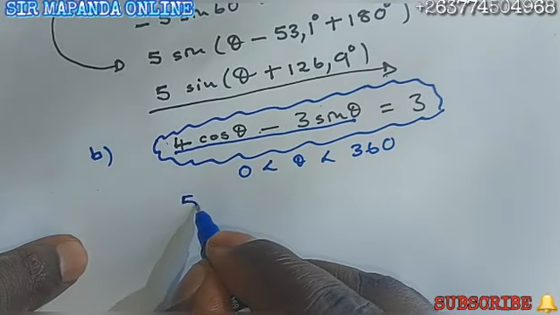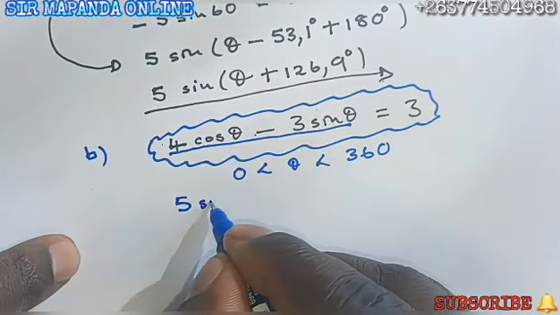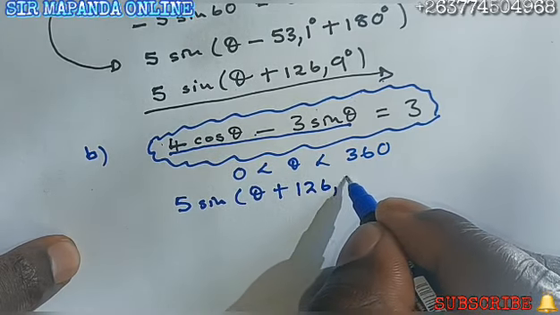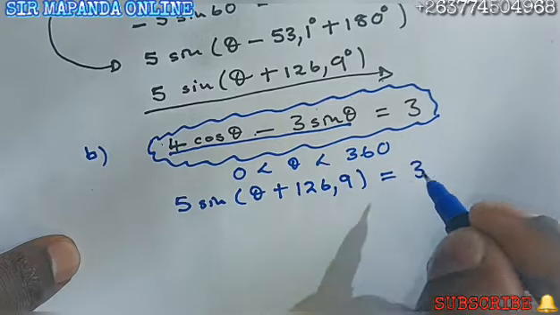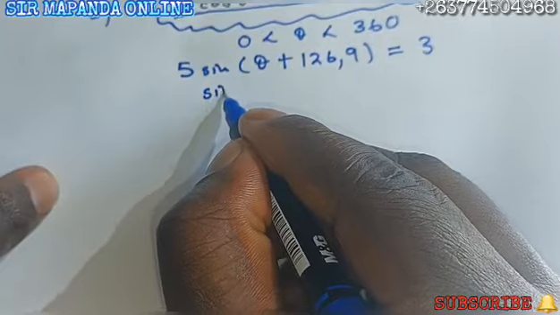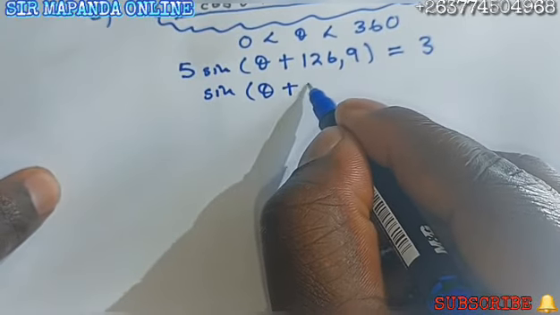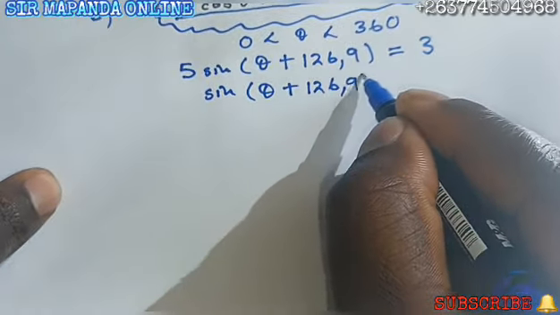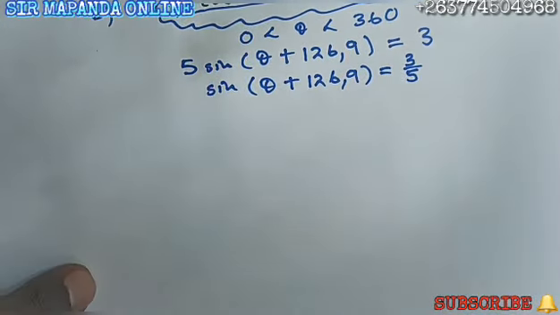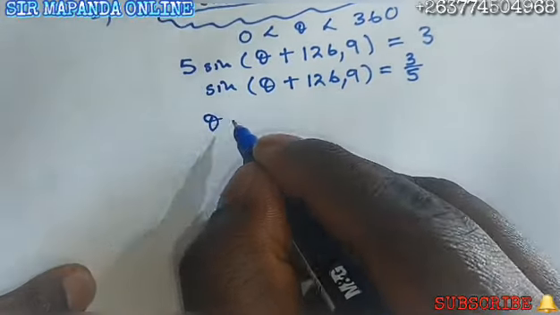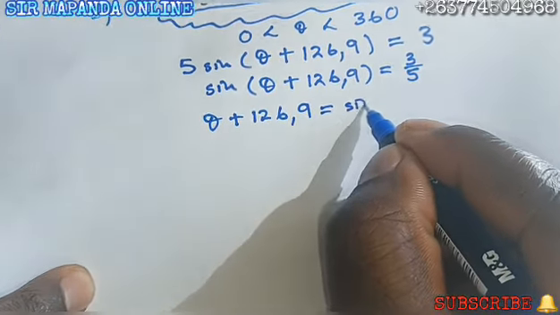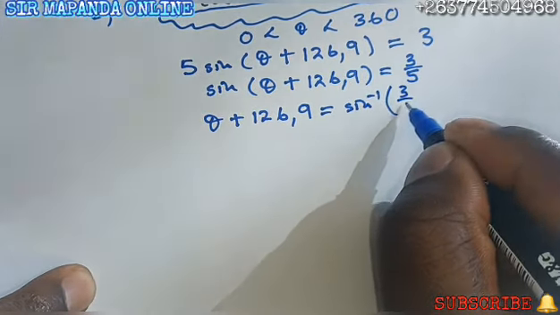So you get 5 sine, open bracket, theta plus 126.9. Then equate this to 3. Divide both sides by 5, you get sine, open bracket, theta plus 126.9 is equal to 3 over 5. I hope you are following. Then theta plus 126.9 is equal to arc sine of 3 over 5.